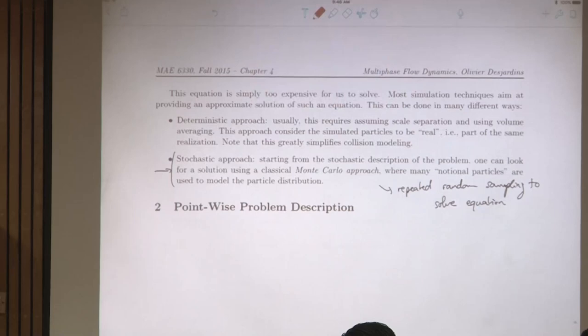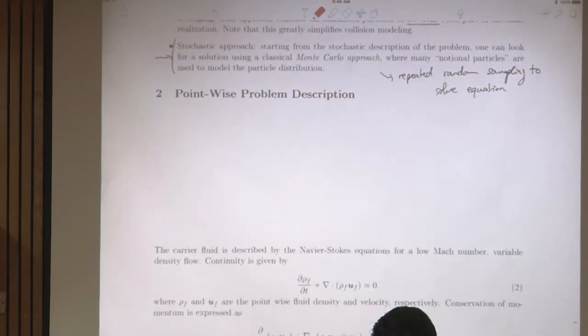So we'll consider this approach here. We'll take our particles to be real particles, not notional Monte Carlo-like samples of our distribution function. We'll take them as being actual concrete objects. The other very interesting thing here is if we take this approach, well, if we're arguing that all the particles are part of the same realization, then they can actually truly collide with one another. Again, we're back to this idea that we don't need to model collisions. We know everything about collisions. All right, so this was my zoomed out starting point.